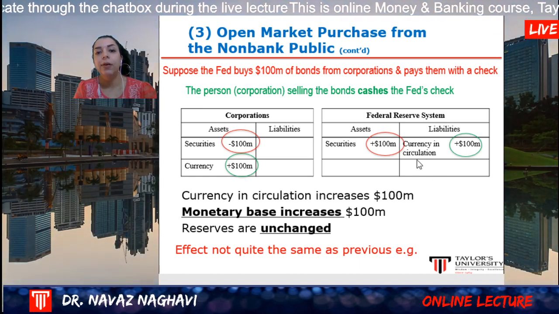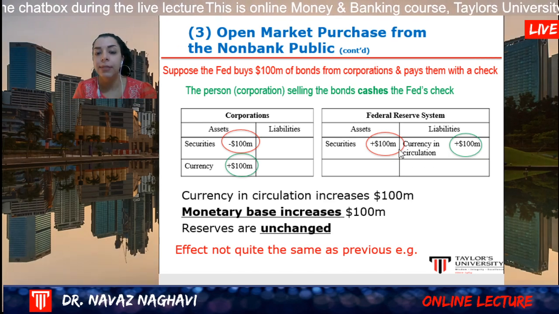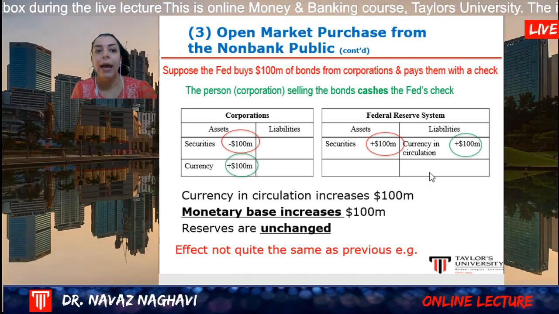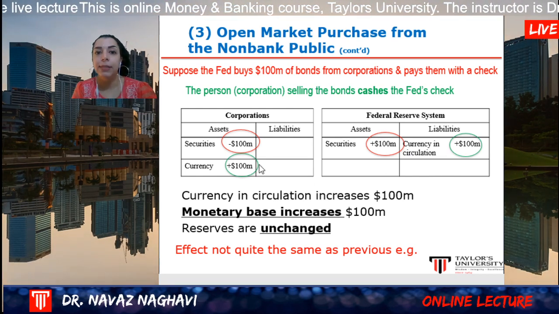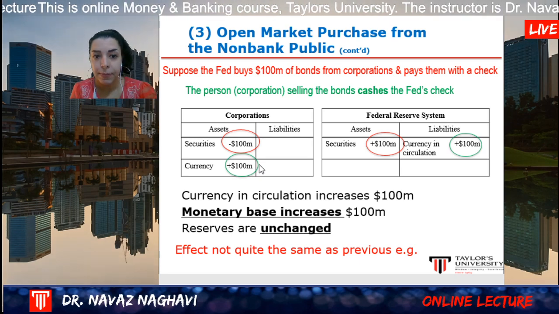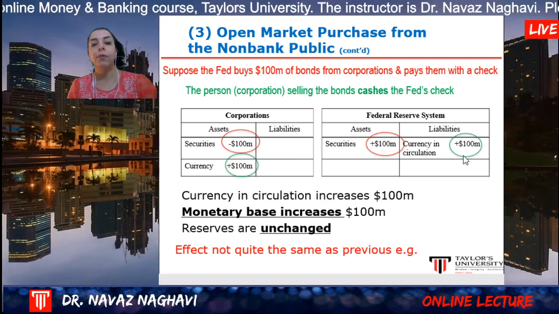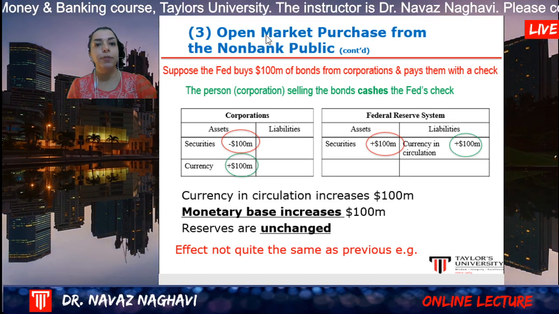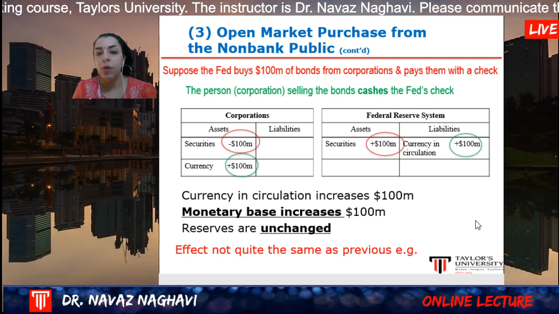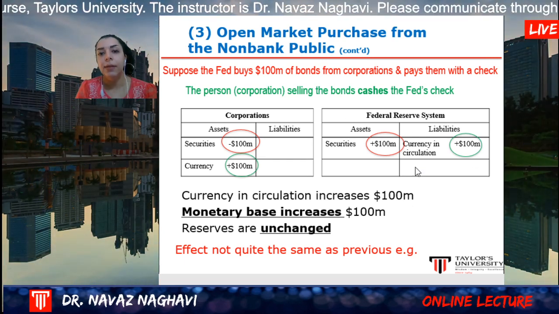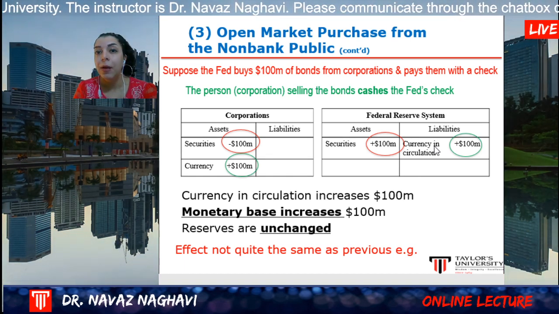You can see that the currency in circulation has increased. Previously, what was increasing here? It was reserve. And this amount of reserve, if you remember, in the banking system was increasing the amount of the reserve as well. So now here, monetary base has increased. It means that in terms of increasing money supply, both of these operations are increasing the money supply. But in terms of the process, this way of increasing the money supply is only increasing the currency in circulation.